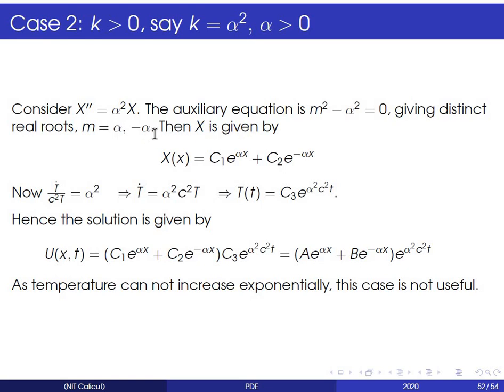And since they are real distinct roots, the solution of capital X in terms of small x is going to be c1 e raised to alpha x plus c2 e raised to minus alpha x. Now you go for the second part of the equation.